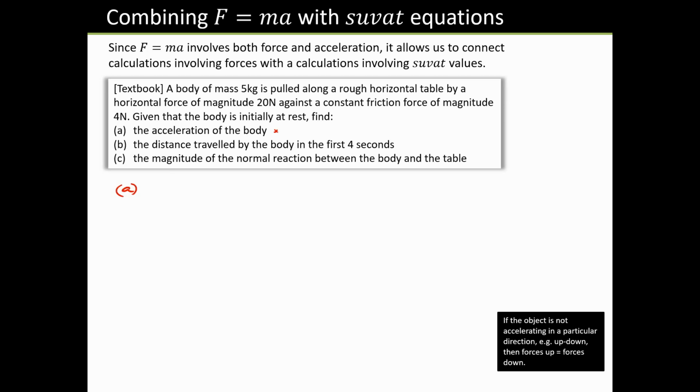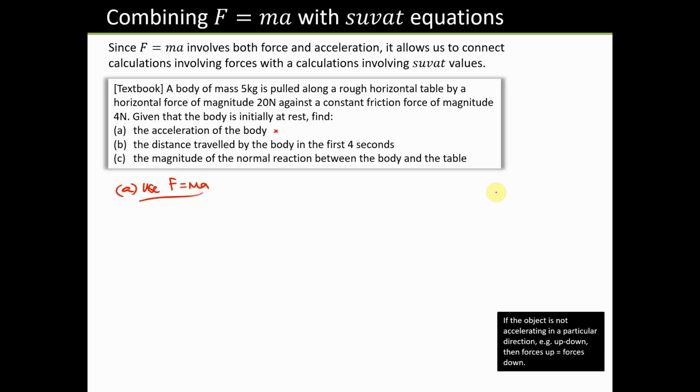So how do we know to use this instead of SUVAT for this first part? Well, if we were given initial speeds and all of that stuff, and times, we could use SUVAT, but as you read this question, you can see that we don't have really any information for SUVAT. But we have been given mass and forces, so therefore I can be using F equals ma.